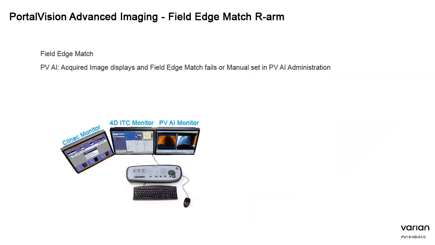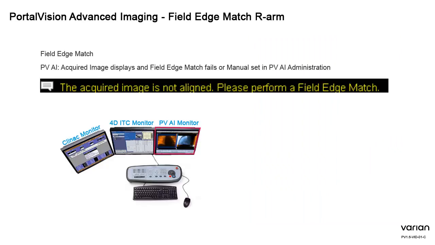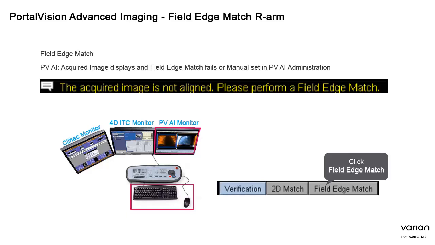Once the image is acquired, if the automatic field edge match fails, or if manual is set in the PVAI administration, a status message appears at the bottom of the PVAI screen to alert the operator that the images are not aligned. The 2D Match Analyze workspace is disabled until field edge match alignment is complete. Click the Field Edge Match button now to perform a field edge match.